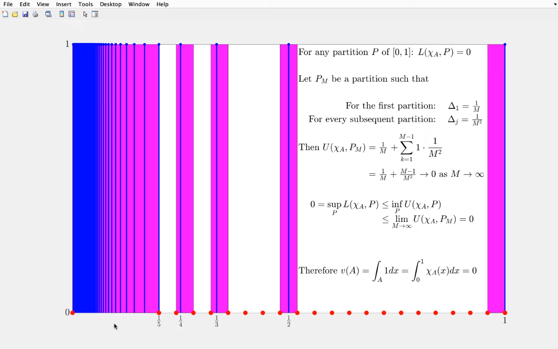So if the lower integral, in other words, the supremum of lower sums, is 0, and the upper integral, that is the infimum of upper sums, is 0, then my function is integrable, and the volume is equal to 0. So here we have an example of a set whose volume is 0. So the volume exists, but it's 0. So you've seen an example of a set that has no volume and a set that has 0 volume. And we saw how they're different things.